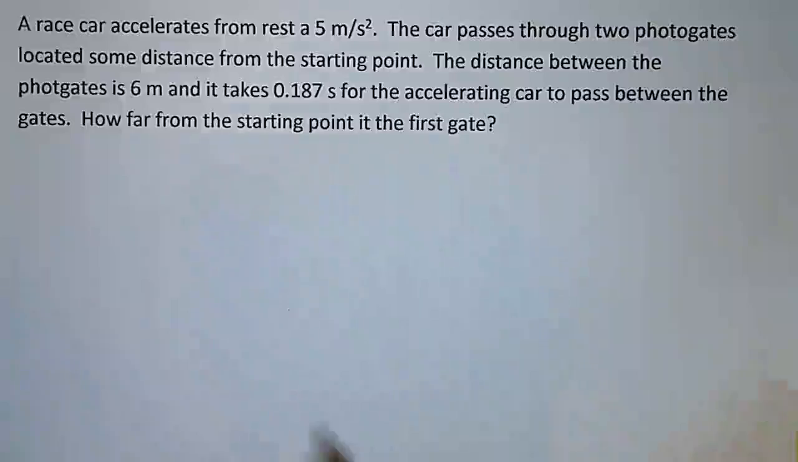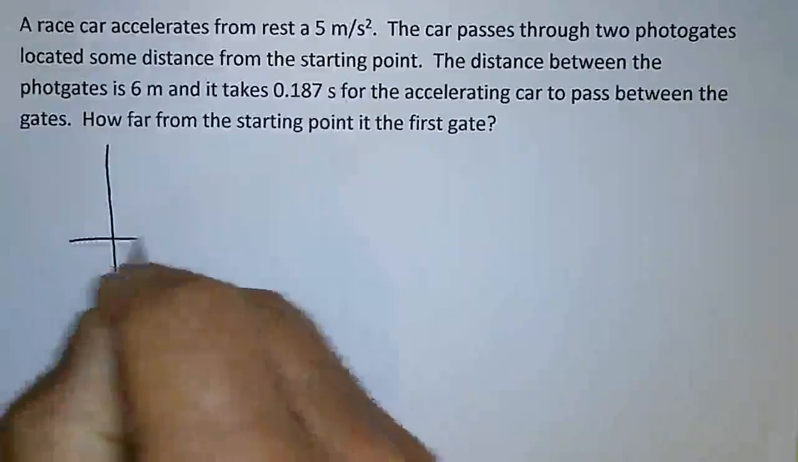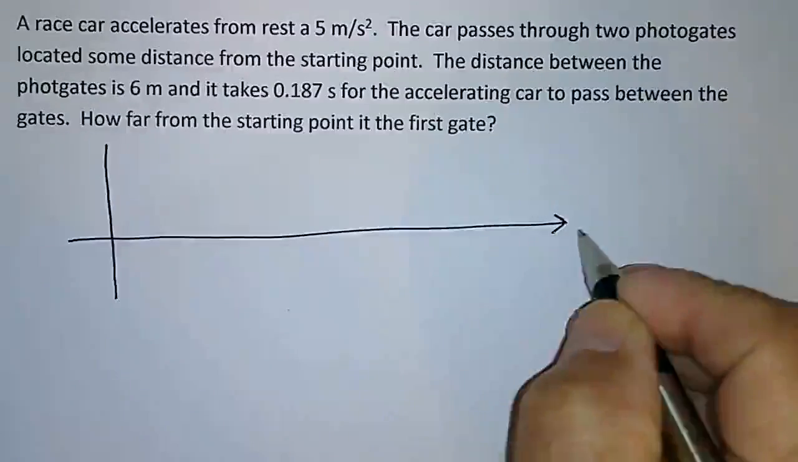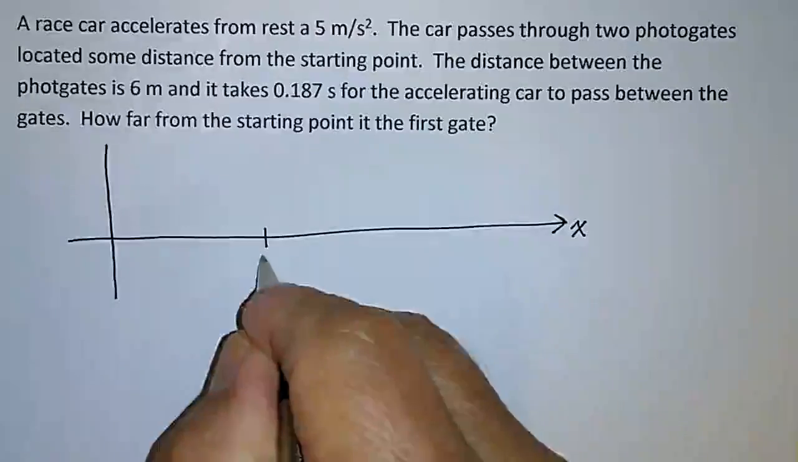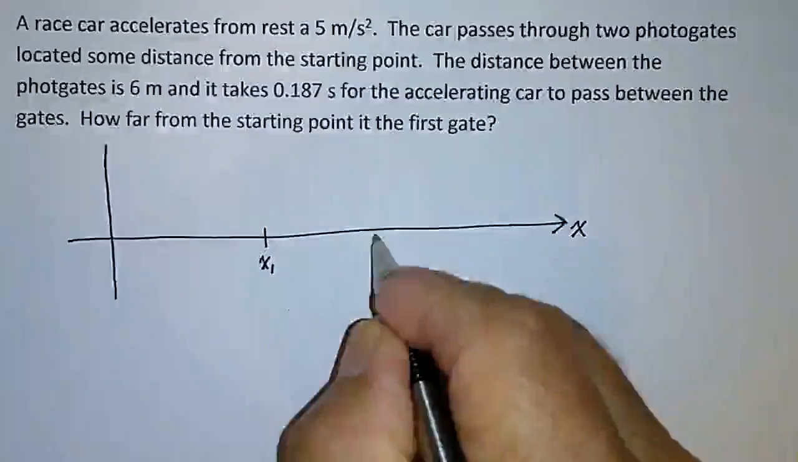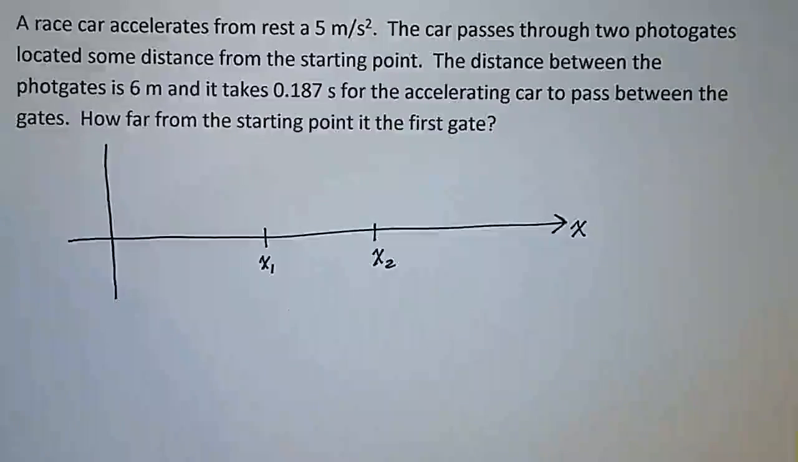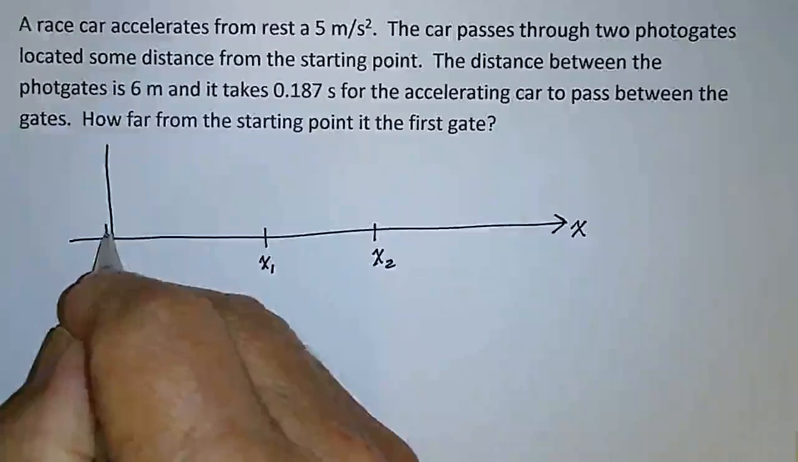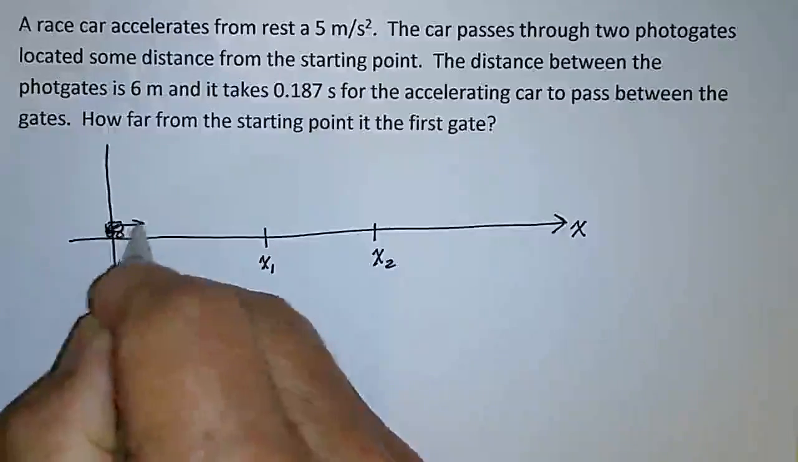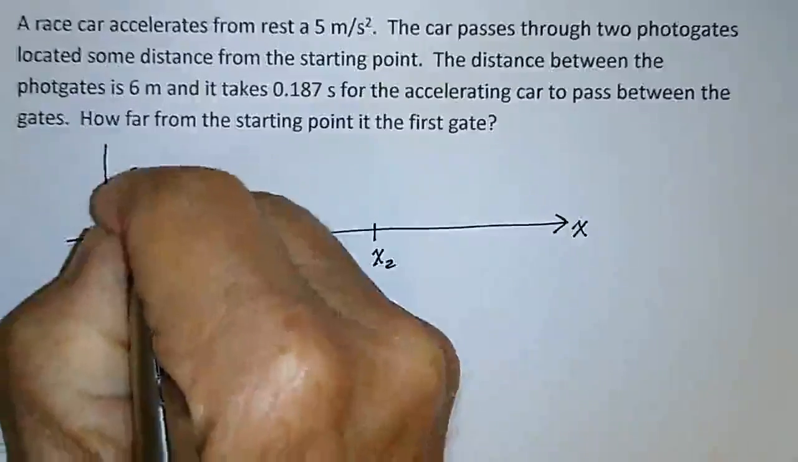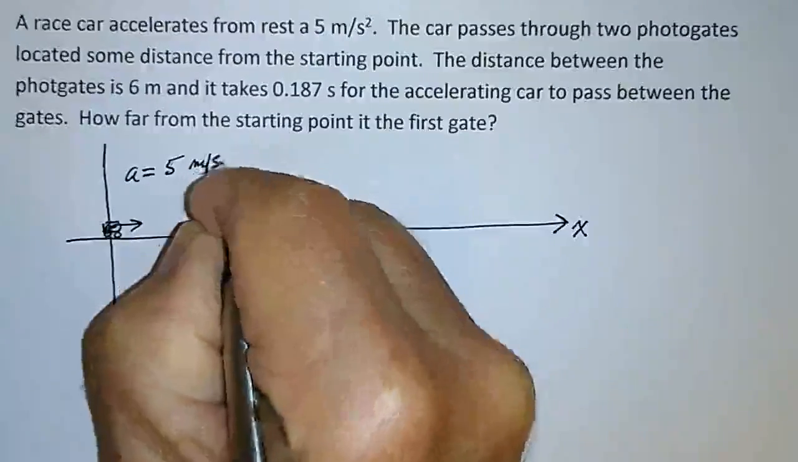So let's start by creating a coordinate system. We'll measure x in this direction, where this is x1, the first gate, and x2 over here is the second gate. And the little car starts down here at the origin and accelerates this way at a equals 5 meters per second squared.